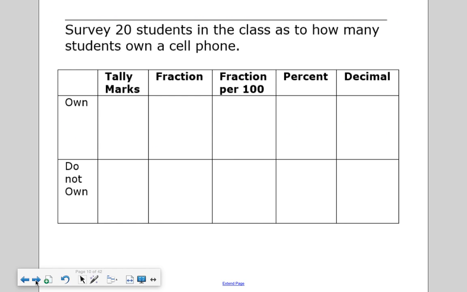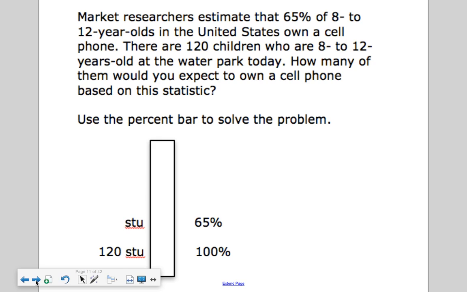So for example, in our class we are going to be surveying 20 students, and we're going to figure out what percentage of students in my class own a cell phone. Market researchers estimate that 65% of 8 to 12-year-olds in the United States own a cell phone. There are 120 children who are 8 to 12 years old at the water park today. How many of them would you expect to own a cell phone based on the statistics? Use the percent bar to show the problem.